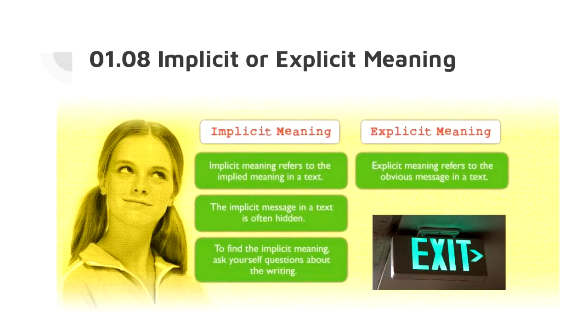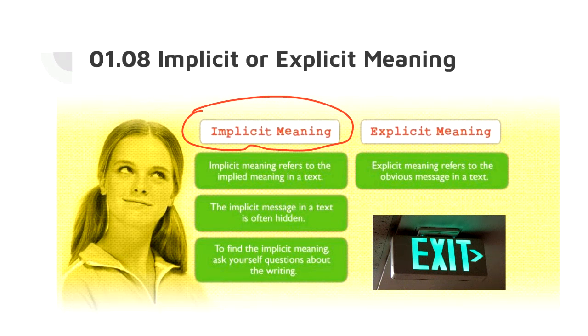Implicit meaning refers to the implied meaning of the text. The implicit message in a text is often hidden. To find the implicit meaning, ask yourself questions about the writing. So implicit or implied meaning is within the text, and you need to analyze and investigate the text to find out the meaning.